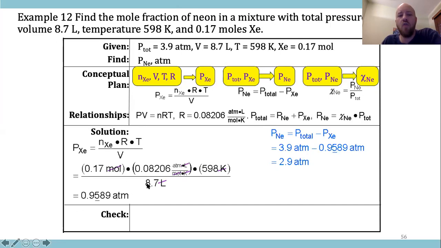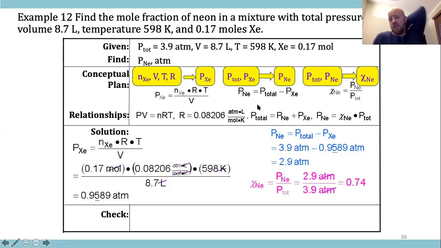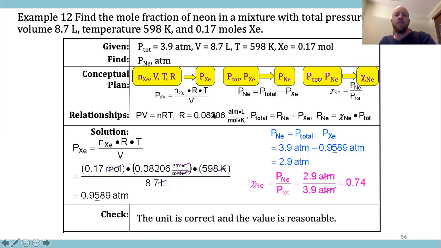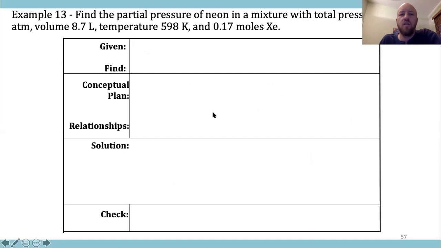So that means I need to know the total moles in the system, so I can subtract it out, and then I would get the moles of the neon. But most of these, at least for the test, are probably going to be relatively simple.